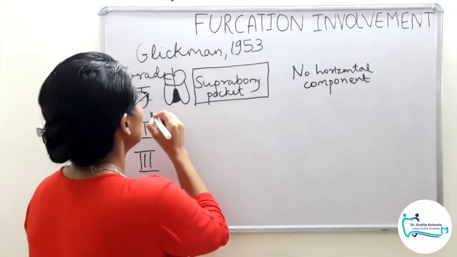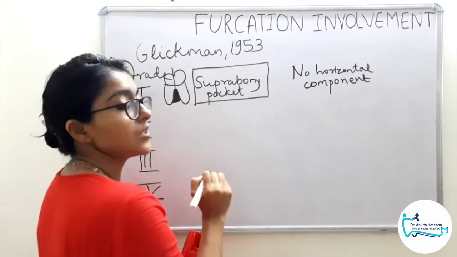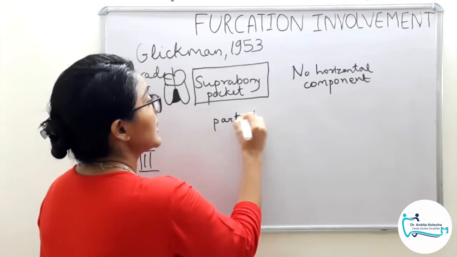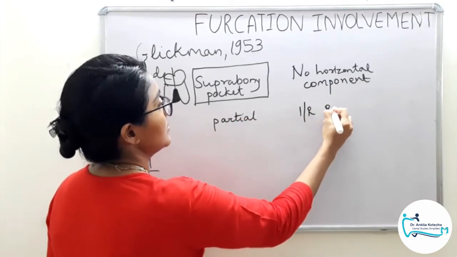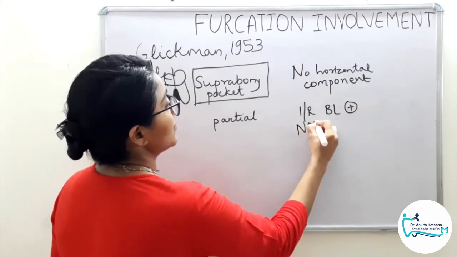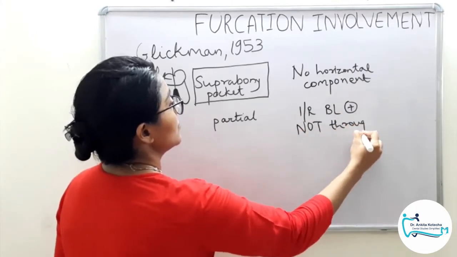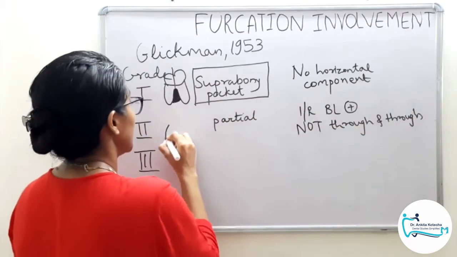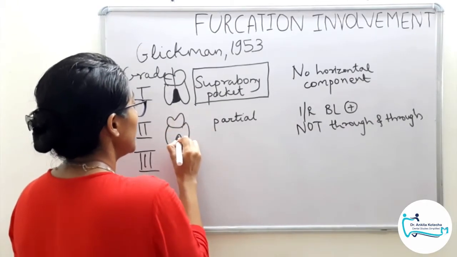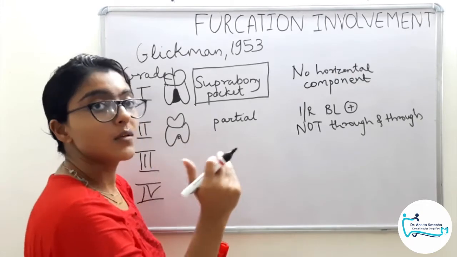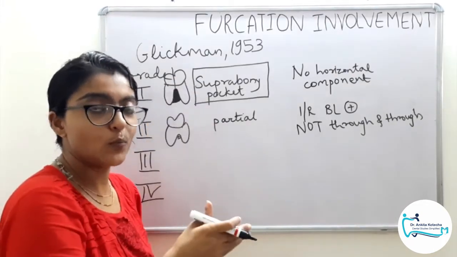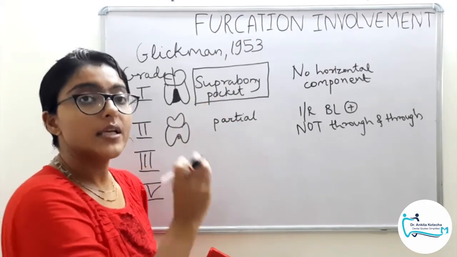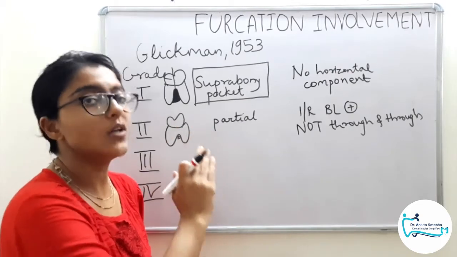Okay? Coming to grade 2, now it has a horizontal component as well. The horizontal component is partial. That is interradicular bone loss present but not through and through. This is the criteria, not through and through. That is, let's say if we are talking about a mandibular tooth, there will be bone loss but it won't be through and through. That is, if you enter the probe from the buccal furcation, it won't come out from the lingual furcation because the interradicular bone is partially present on either aspect.